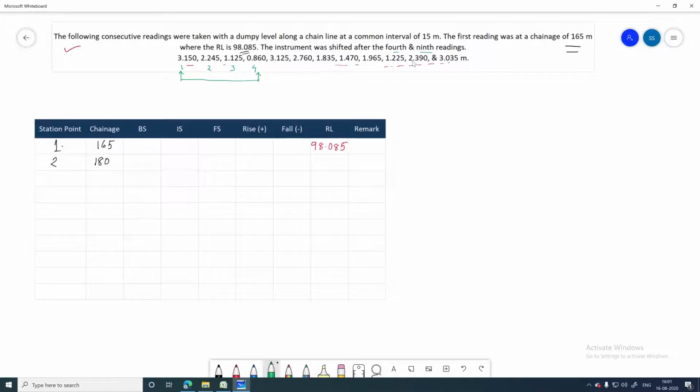Now the instrument was further shifted after the 9th reading also. So after the 4th reading, this is the 5th reading, this is the 6th, this is the 7th, this is the 8th and this is the 9th. So after the 9th reading the instrument station was shifted.